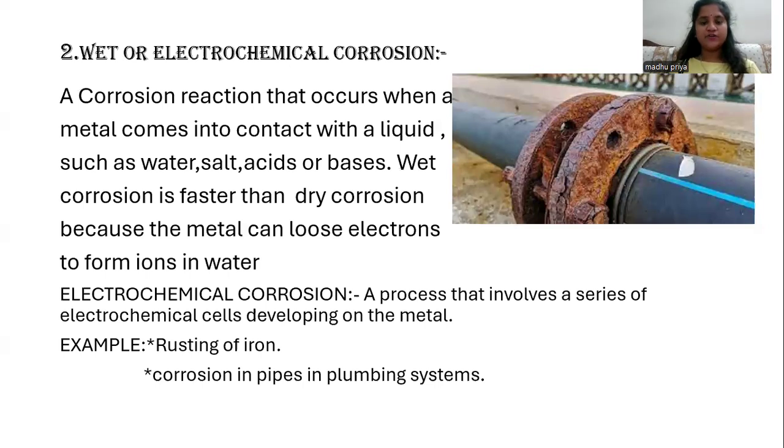Second, wet or electrochemical corrosion. A corrosion reaction that occurs when a metal comes into contact with a liquid such as water, salt, acids or bases. Wet corrosion is faster than dry corrosion because the metal can lose electrons to form ions in water. Electrochemical corrosion is a process that involves a series of electrochemical cells developing on the metal. Example: rusting of iron, and corrosion in pipes in plumbing systems.